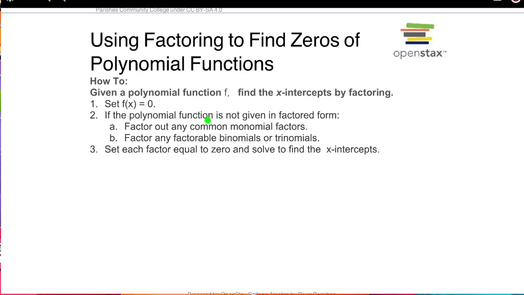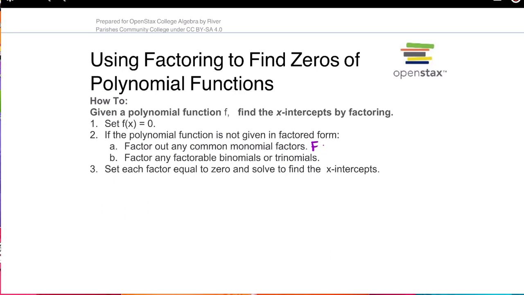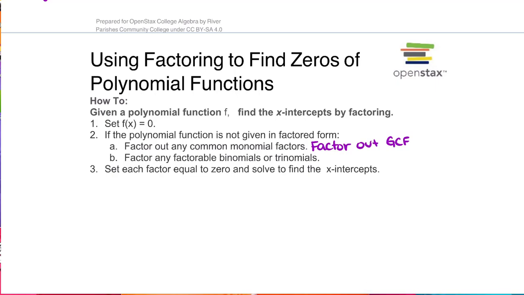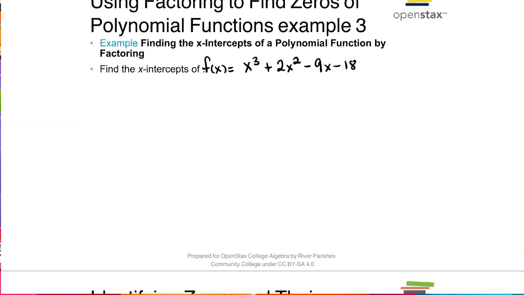So if the polynomial is not given in factored form, then you're going to factor out any common binomial factors. So basically, factor out the GCF, and then you're going to factor out any factorable binomials or trinomials. And then once you do that, you're going to set your factor equal to 0 and solve to find the x-intercepts. So basically, you're going to put it in the form that we just had in the previous one and set each of those factors equal to 0.